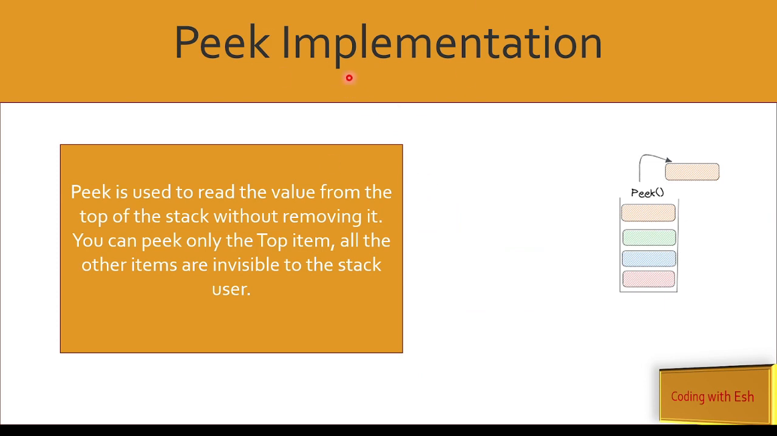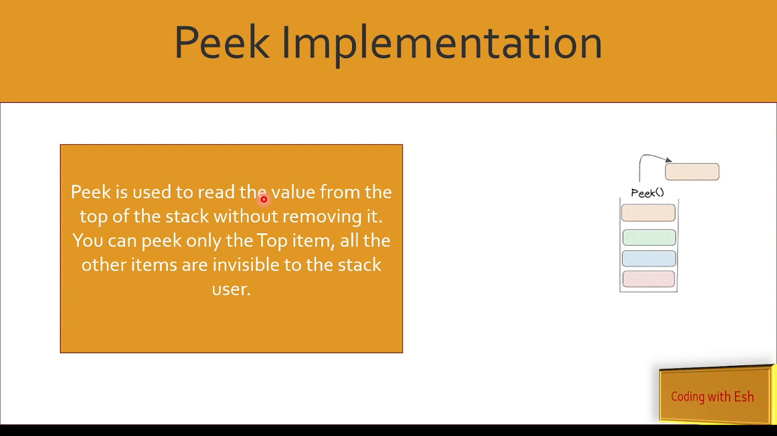Peek implementation. Peek is used to read the value from the top of the stack without removing it. You can peek only at the top item. All the other items are invisible to the stack user. Peek does not mean removing. Peek is getting the top value.